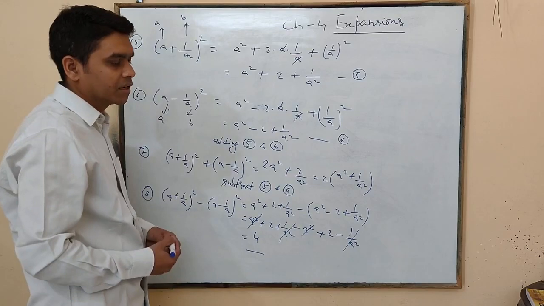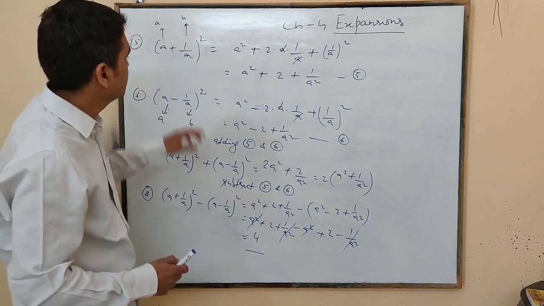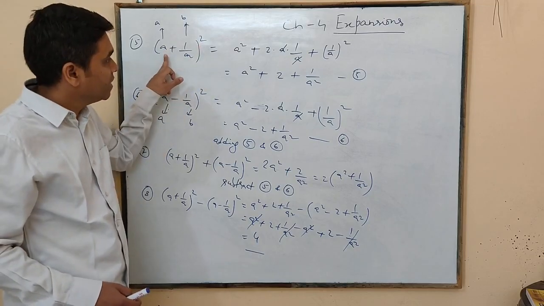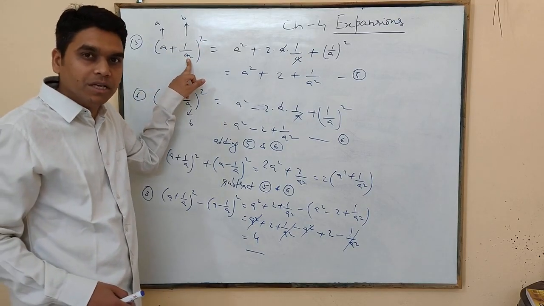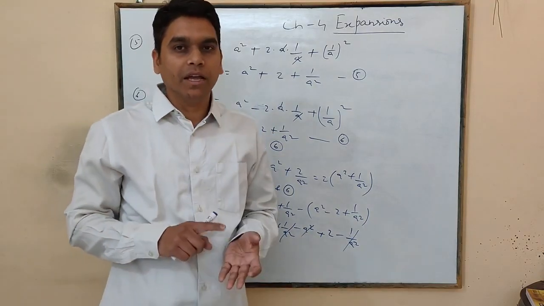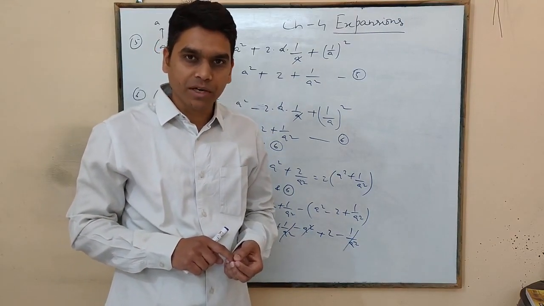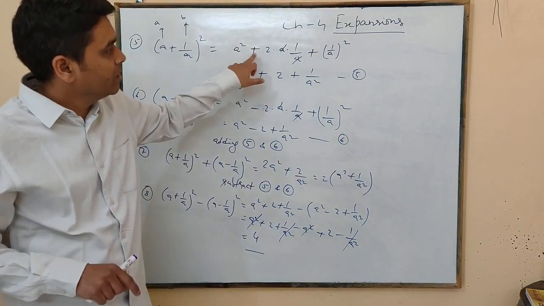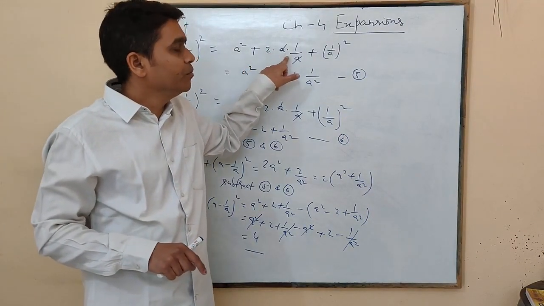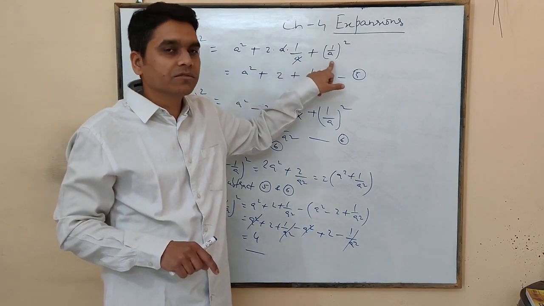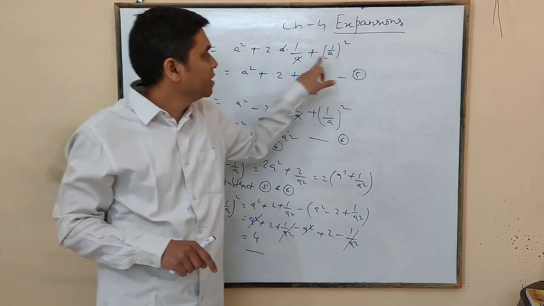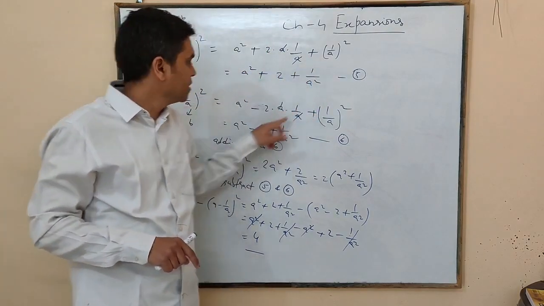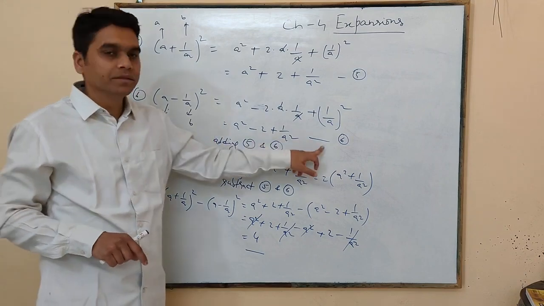4. Clear? Listen again. (a + 1/a) whole square is what? Suppose this is a and this is b. Use the first formula. (a + b) whole square is what? a² + 2ab + b². So a is a, b is 1/a. So a² + 2 × a × b, b is 1/a, plus b², it means (1/a) whole square. The a cancels, so a² + 2 + 1/a², the same as this. Formula number 6.